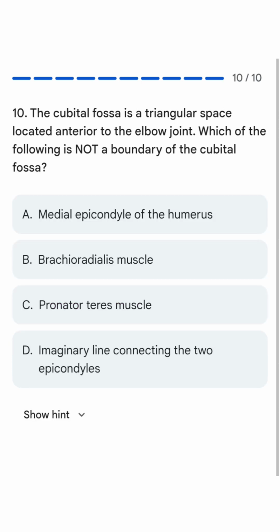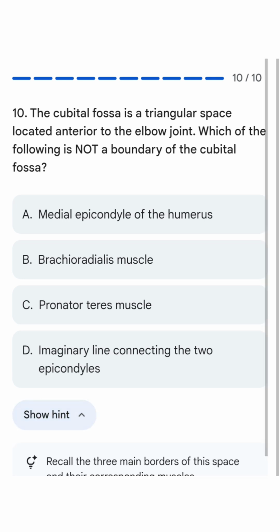Next question. The cubital fossa is a triangular space located anterior to the elbow joint. Which of the following is not a boundary of the cubital fossa? Medial epicondyle of the humerus, brachioradialis muscle, pronator teres, imaginary line connecting the two epicondyles. Recall the three main borders of the space.